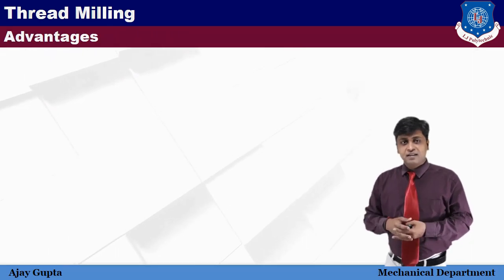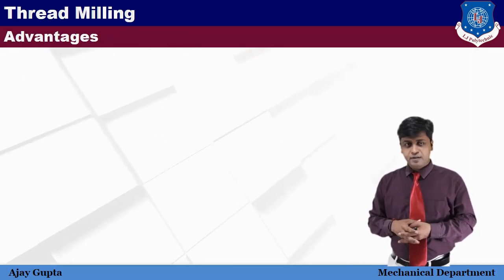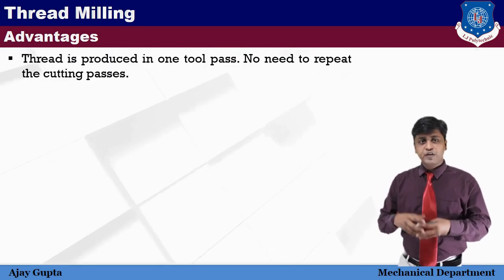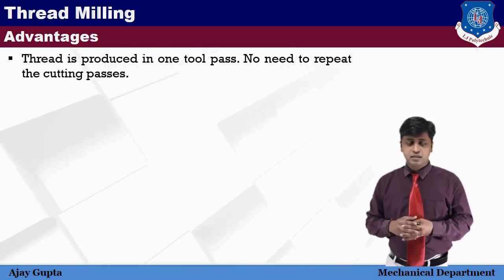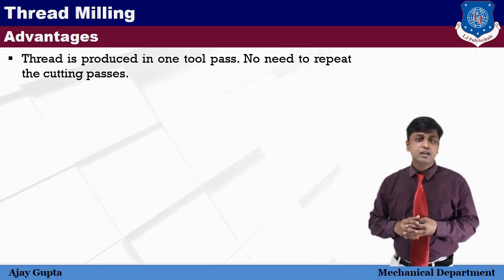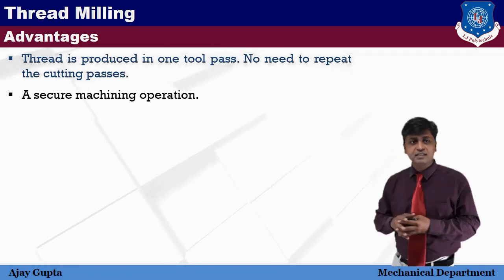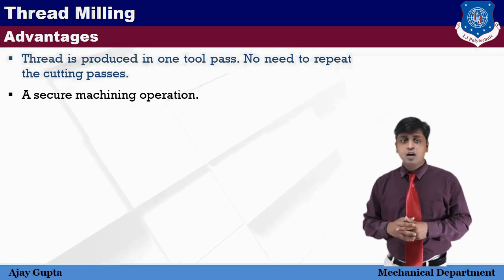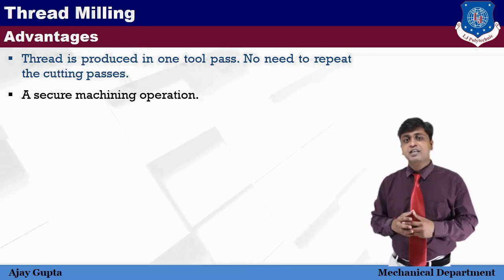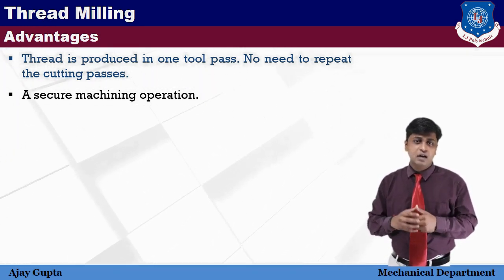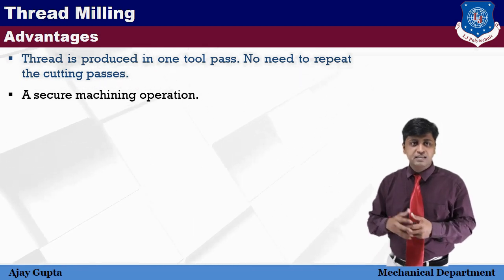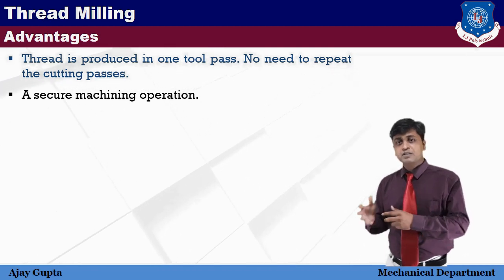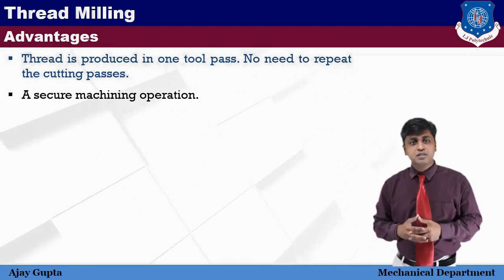So now let's see the several advantages of thread milling. The first one is that the thread is produced in one tool pass. That means no need to repeat the cutting passes. The second one is the secure machining operation. Why is it called secure machining operation? Because there is minimal risk of machining stops as the cutting forces are low and the chips are short. Should there be an accident, the workpiece will not be destroyed. That's why it is the secure machining operation.